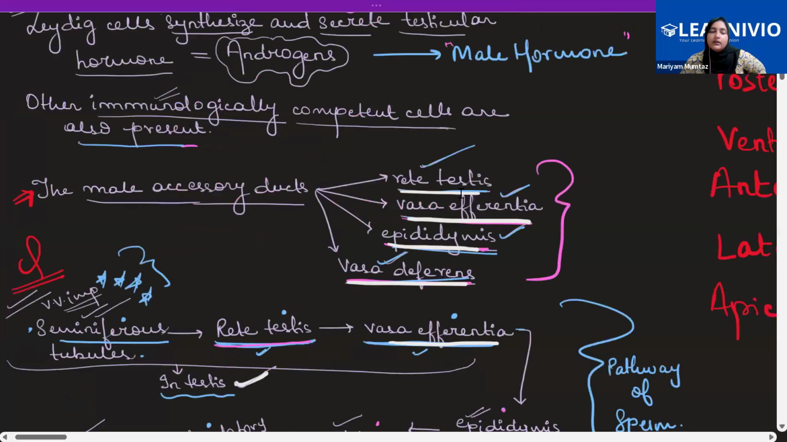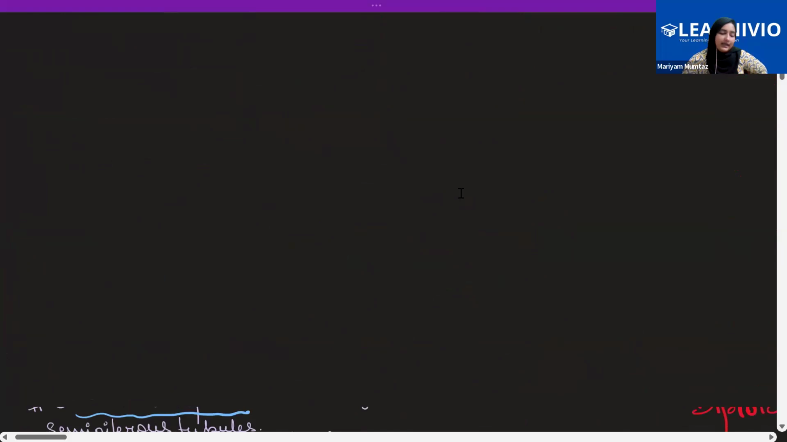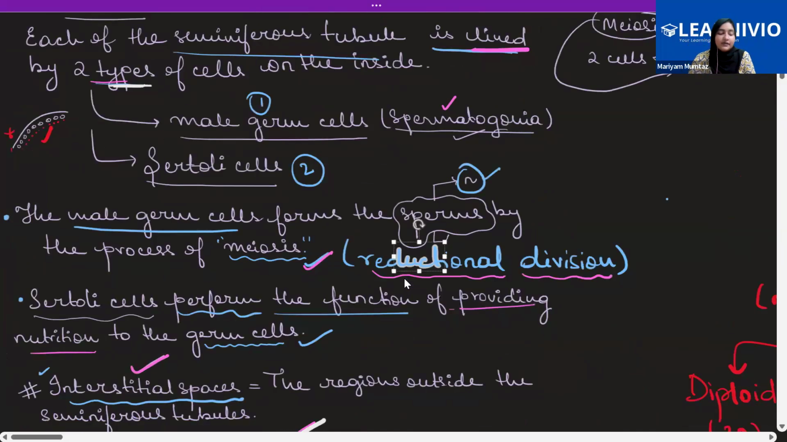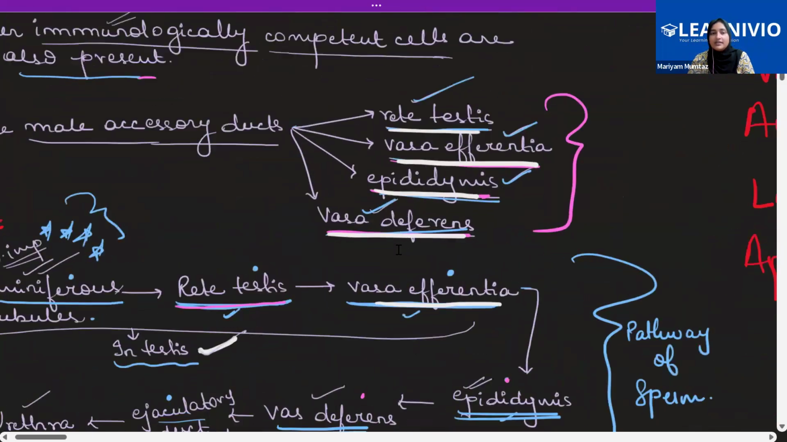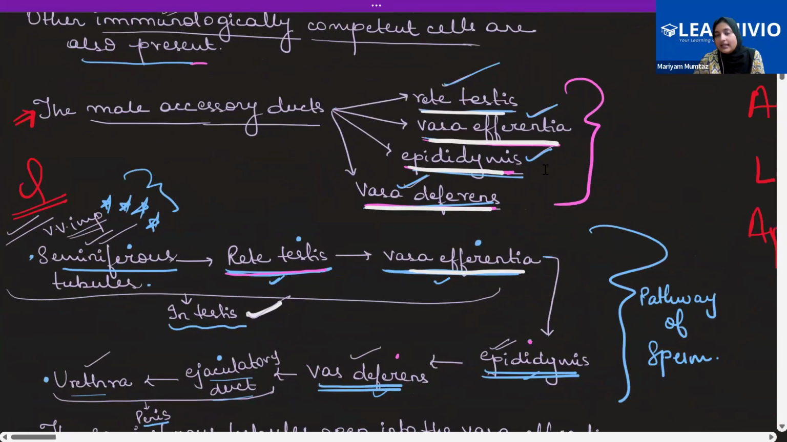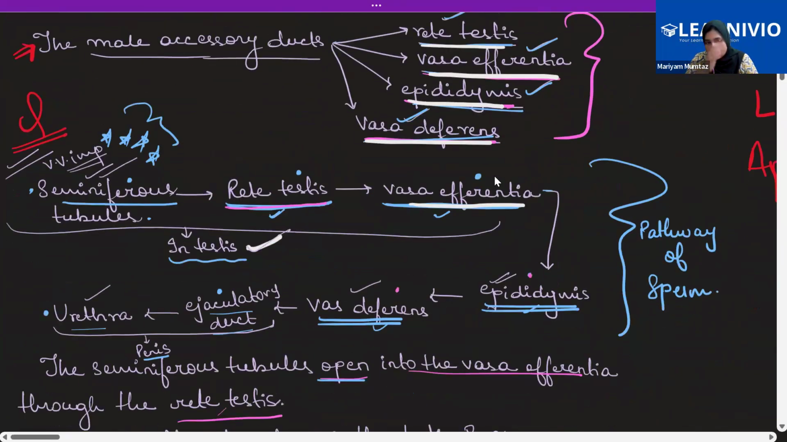So this was about the male reproductive system's first part, the primary sex organ. After that we move on to the accessory ducts found in the human male. So there's the rete testis, the vasa efferentia, the epididymis and the vas deferens. These are the different names of the male accessory ducts.